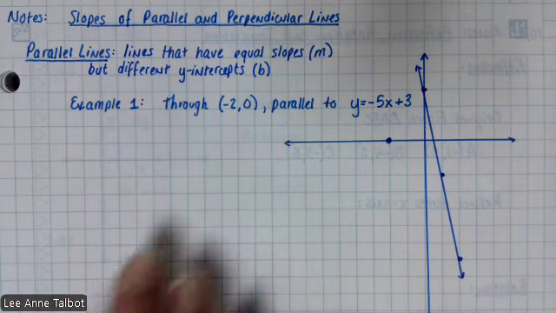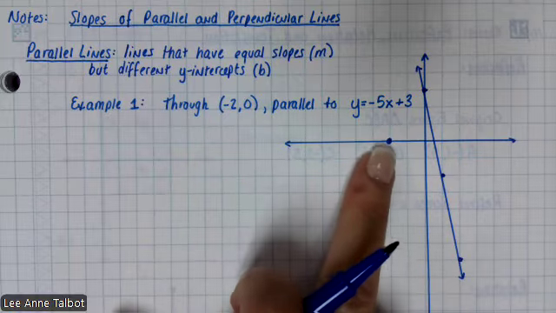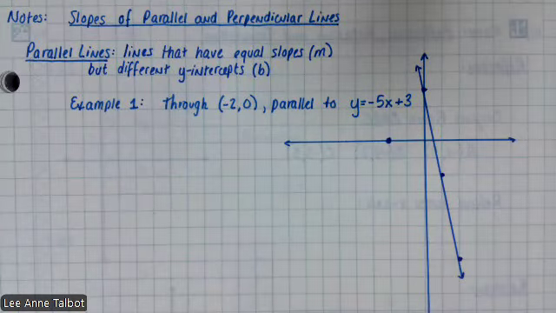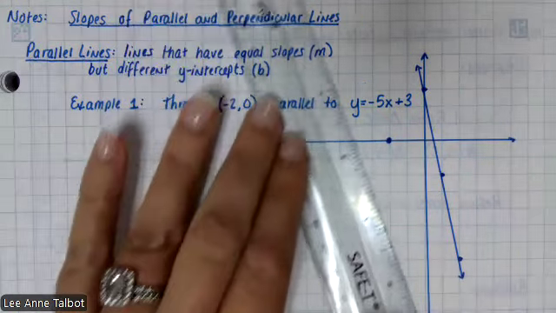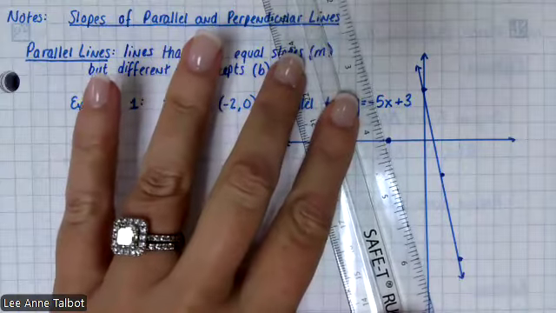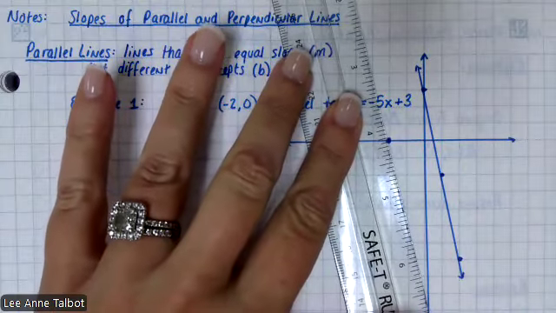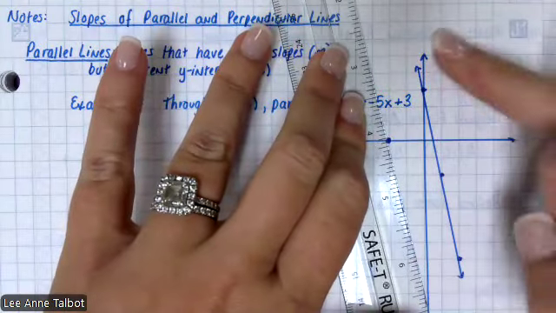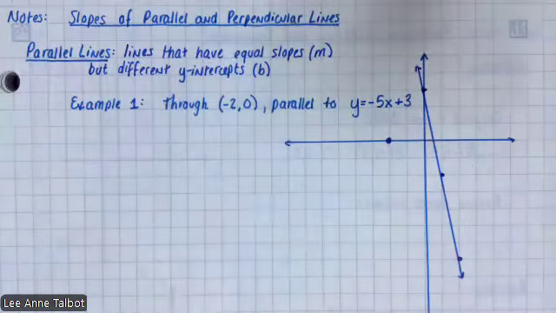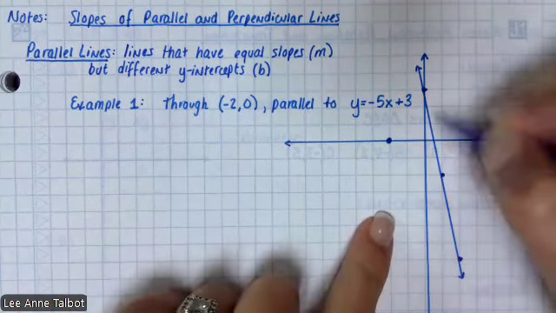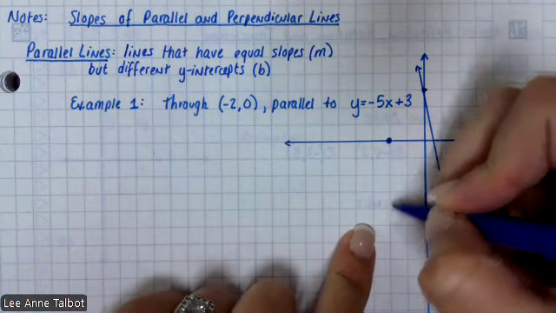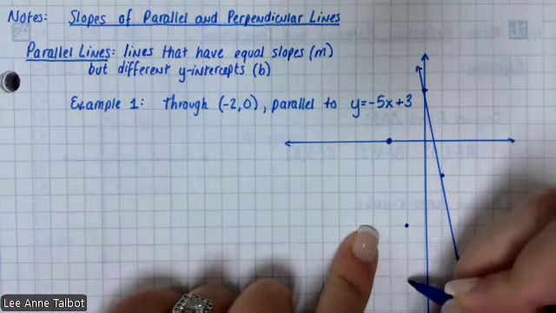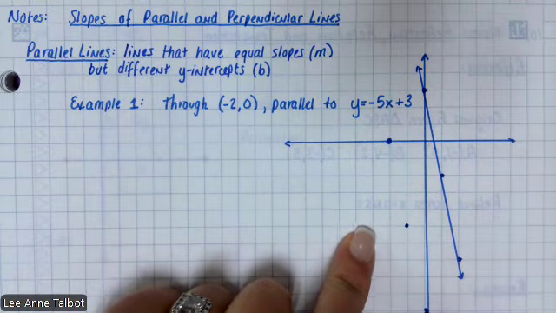Okay, so the question is asking me, give me the equation of a line through this point that's parallel to that one. Can you kind of picture where it would be? It'd be like here. Do you see it? Can you guys picture it? So a line through this one that's parallel to this one. Because they have the same slope, you're going to count the same number of boxes. So down 5 over 1, down 5 over 1.